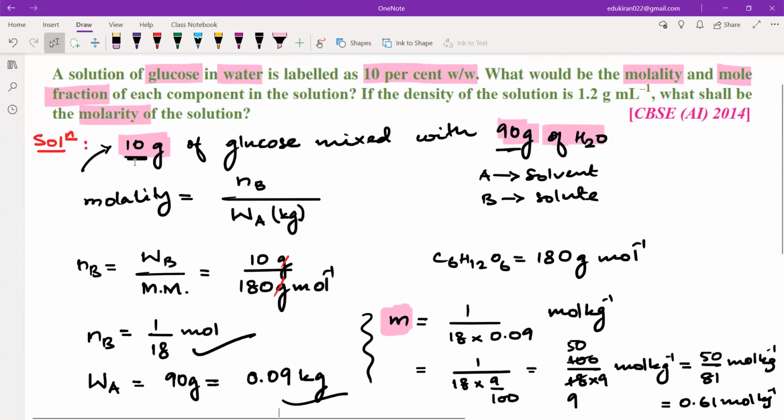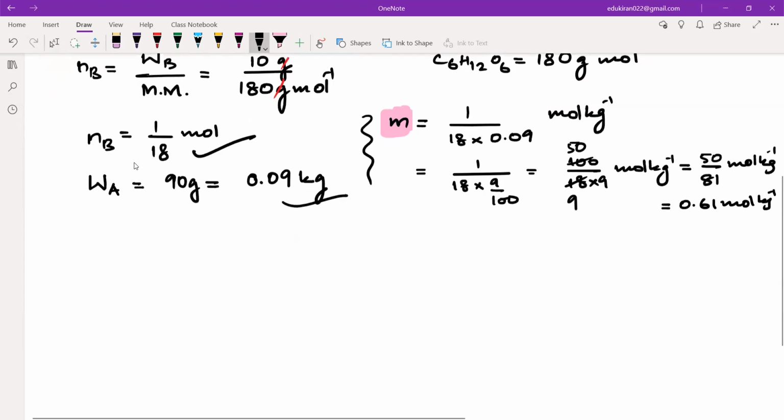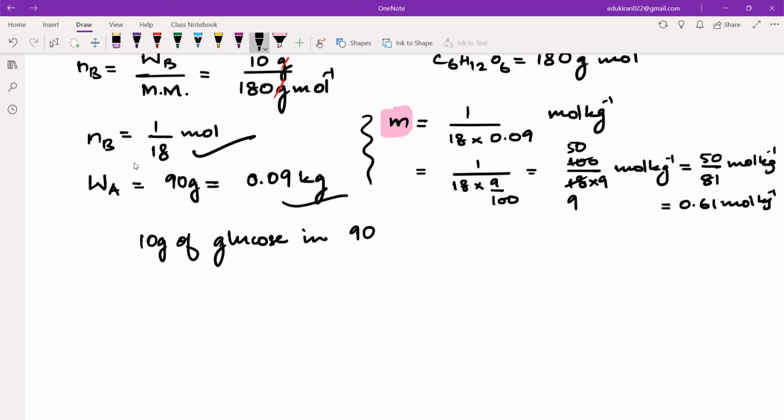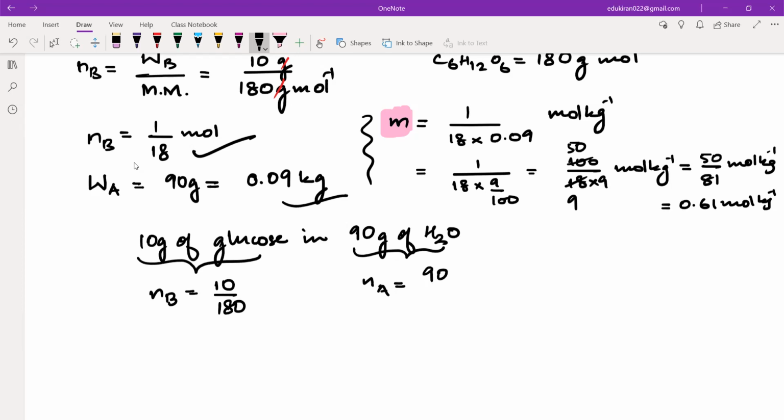Next is mole fraction, right? So in mole fraction, we have 10 grams of glucose. Now this is the only thing we need, 10 gram of glucose in 90 gram of H2O. So for 10 gram of glucose, we'll calculate the number of moles, which will be equal to 10 upon 180. For 90 grams of H2O, we'll calculate number of moles of A. This is the solvent, that is why A, which will be equal to 90 upon 18, water's molar mass is 18 grams per mole. So we'll calculate both of these things.